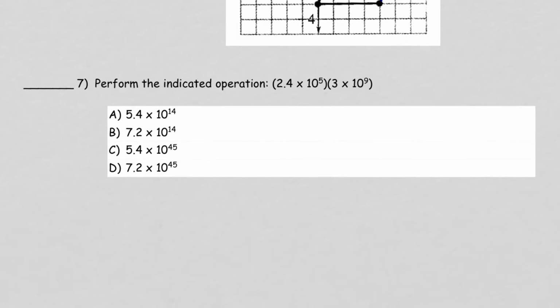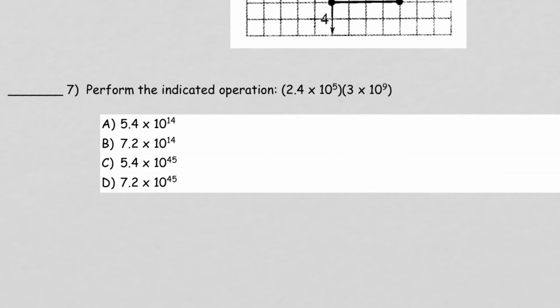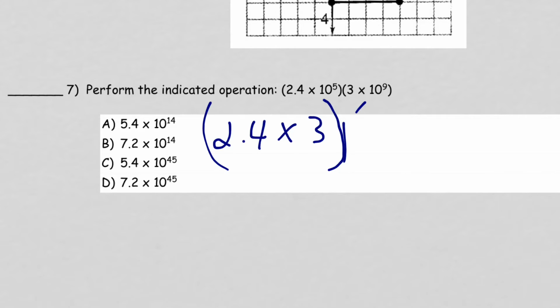This says perform the indicated operation, and hopefully as soon as you see these powers of 10 multiplied by other things, you're thinking to yourself scientific notation. So we can take this and regroup this into 2.4 times 3, times 10 to the 5th times 10 to the 9th.